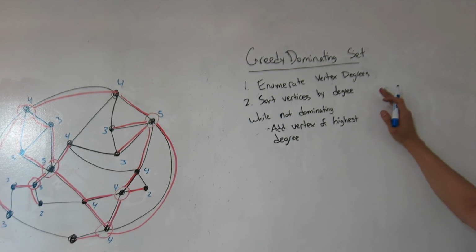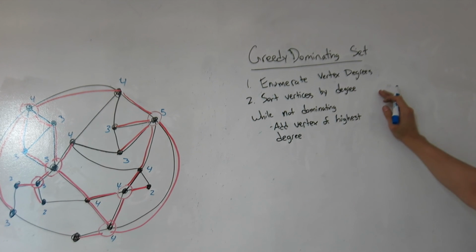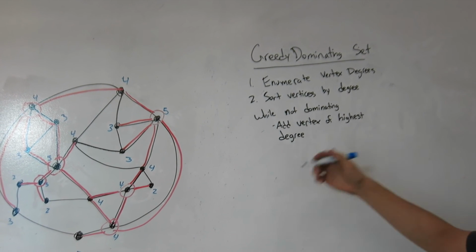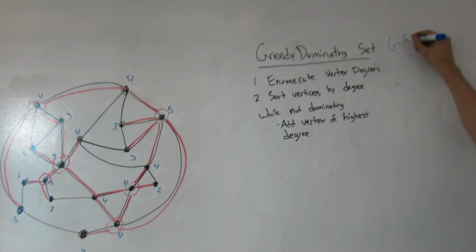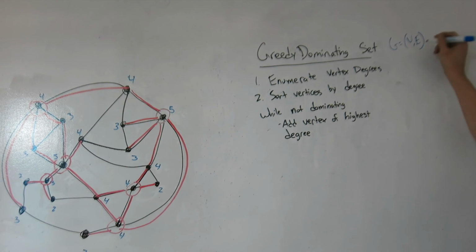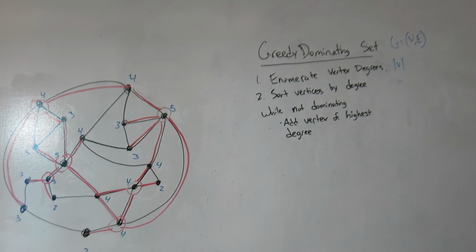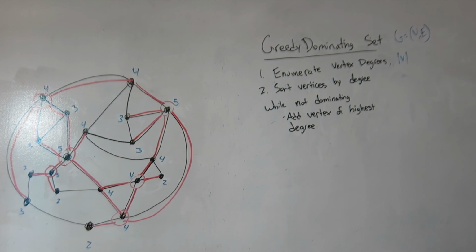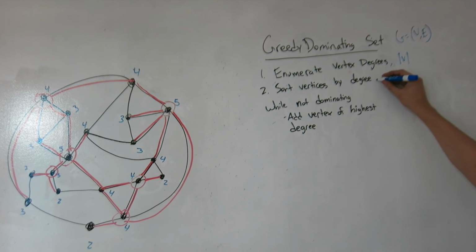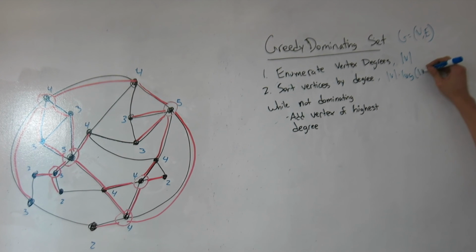Here, I've outlined some pseudocode steps for our previous greedy algorithm for determining a dominating set. The first step we did was to enumerate the degrees of every vertex in the graph. So for a graph with V vertices and E as the edge set, this will take size of V. The next thing we did was sort all of the vertices by their degree. If we apply the quicksort algorithm to this, we can do this in size of V log size of V time.